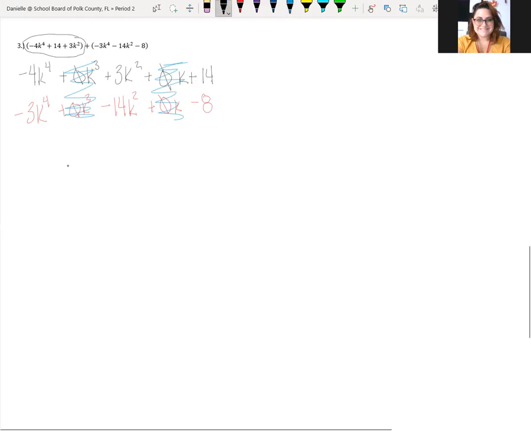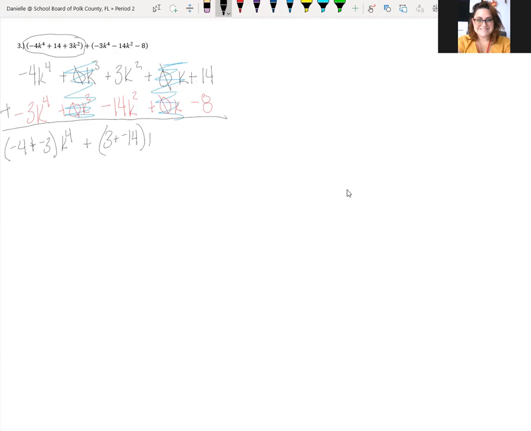Now, all I need to do is put my equal bar and add them together. So what is -4 plus -3, k to the fourth? And then we have plus, let's change that to make sure we remember it's a 4. 3 plus -14, k squared. And then we'll have plus 14 plus -8.